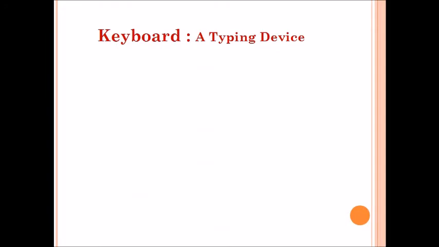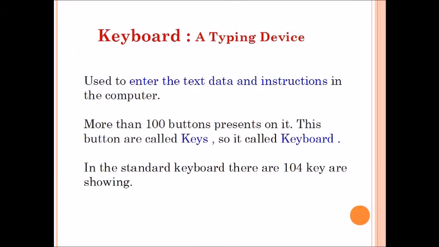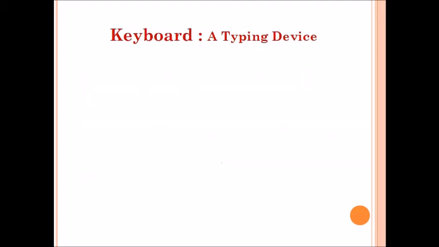The keyboard is mostly used for typing data. The keyboard is used to enter text data and instructions into the computer. More than 100 buttons are present on it. These buttons are called keys, so it is called a keyboard. In the standard keyboard, there are 104 keys, which means multiple types of keys are available on the keyboard.